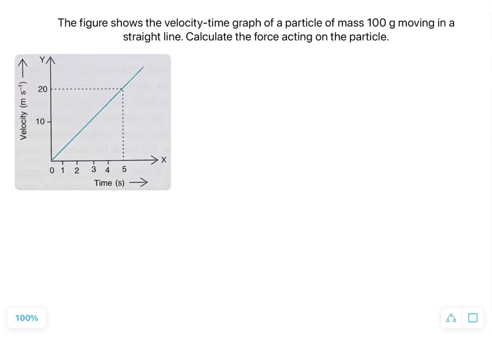The figure shows the velocity time graph of a particle of mass 100 grams moving in a straight line. Calculate the force acting on the particle. So there is a particle of mass 100 grams. It is moving in a straight line.